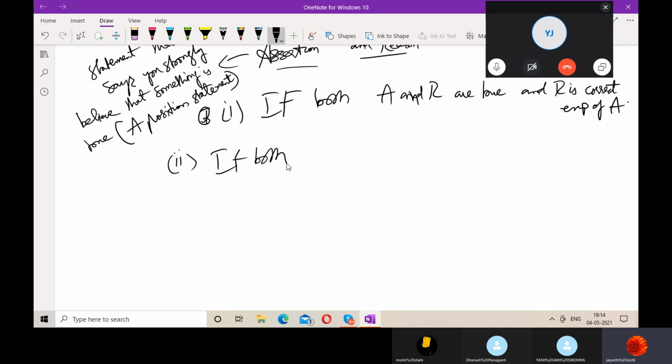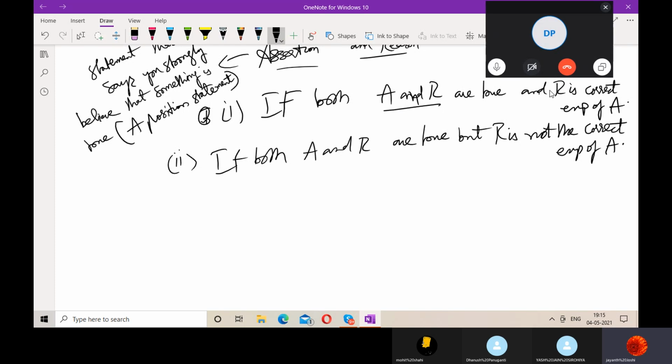Point number two. If both assertion and reason are true, but reason is not the correct explanation of A, that is of assertion. See, both are true. Reason is also giving you right explanation of the assertion. Both are true, but reason is not the correct explanation of assertion. That means the assertion given by you, the reason is not kind of correlating with it.